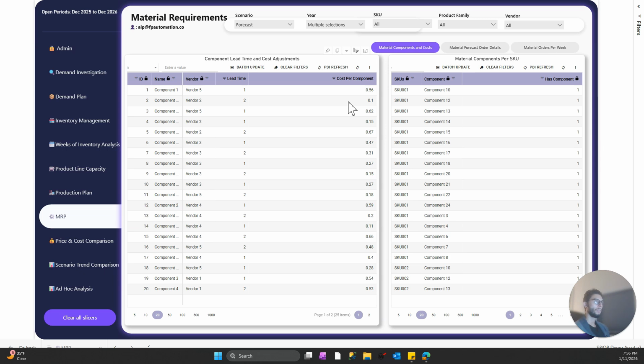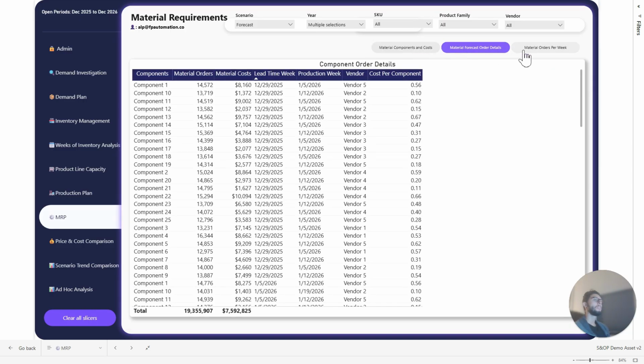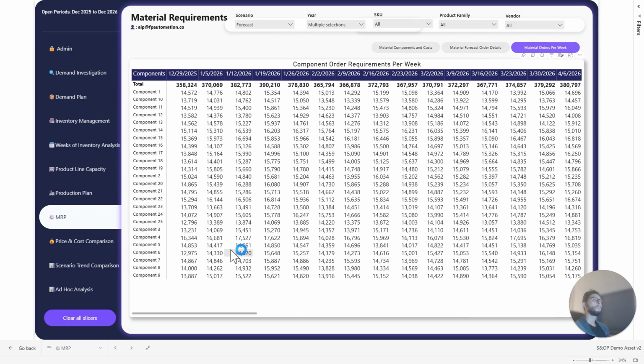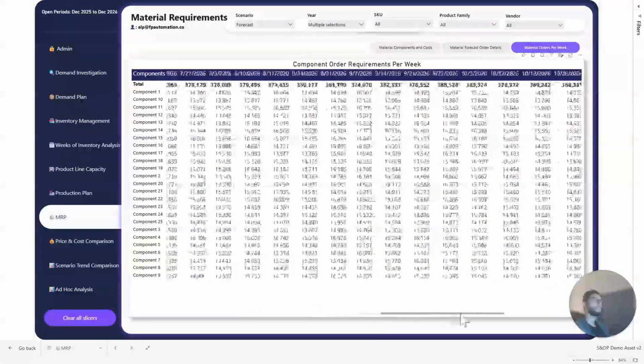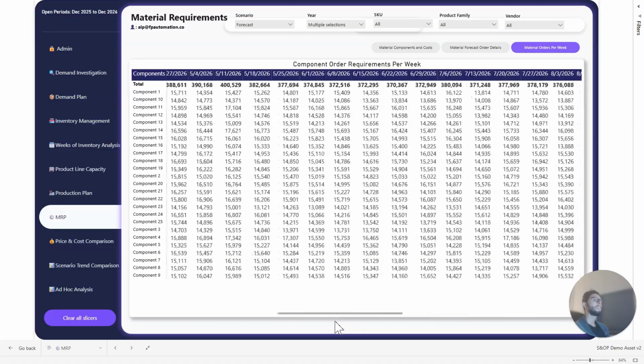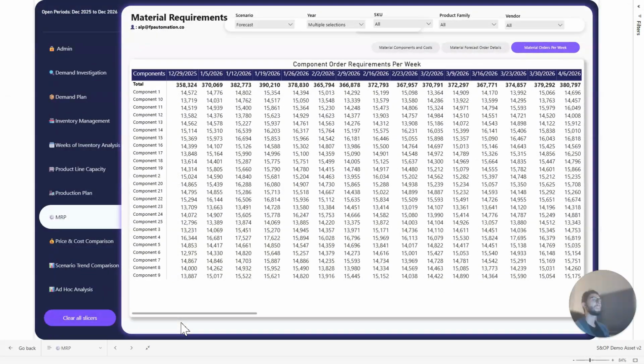From here, as our production plans are being adjusted, we are actually able to see the material orders per week required to meet that demand. So for all the components required for each of the various SKUs that we are selling, we're able to see exactly what components need to be ordered by week.